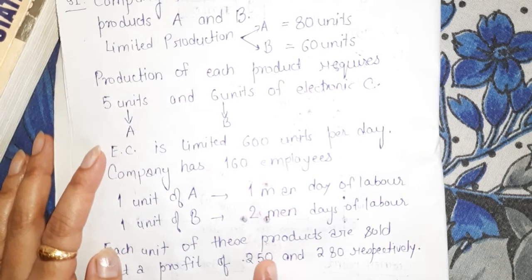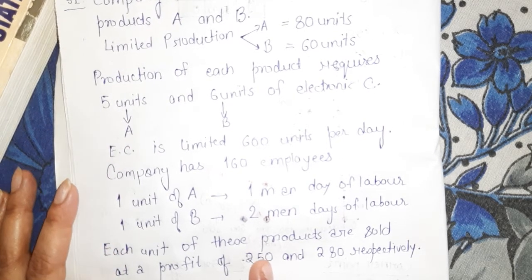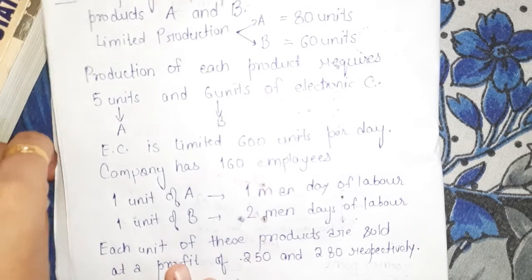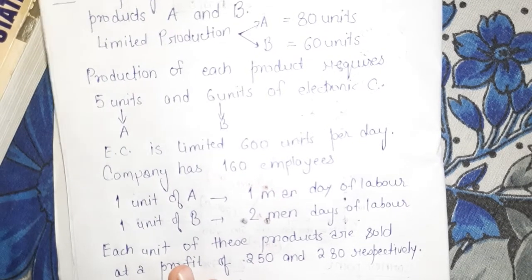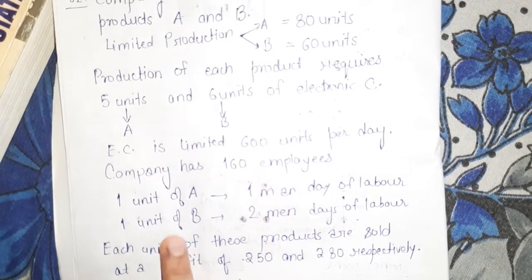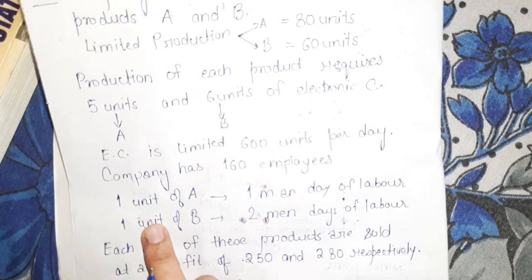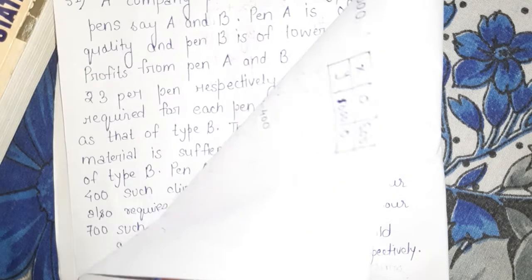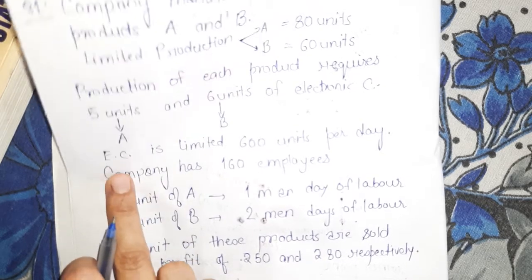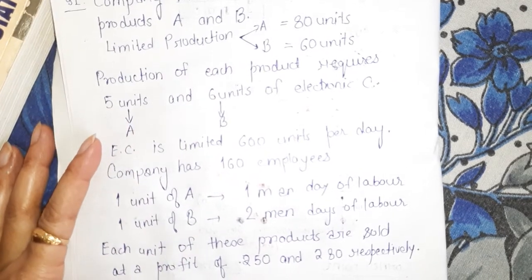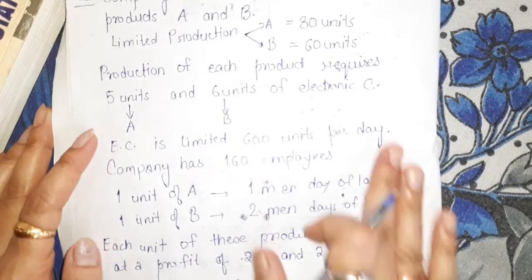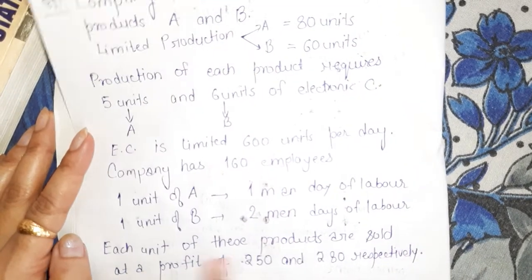Now you have to solve this problem graphically to determine the number of units of each product so that you earn maximum profit. Means by producing how many units of the two types together, we get maximum profit, right? So we will do this graphically. So this is the question.